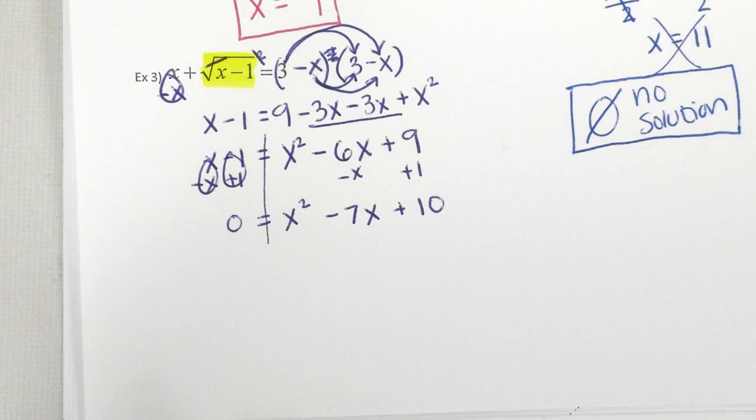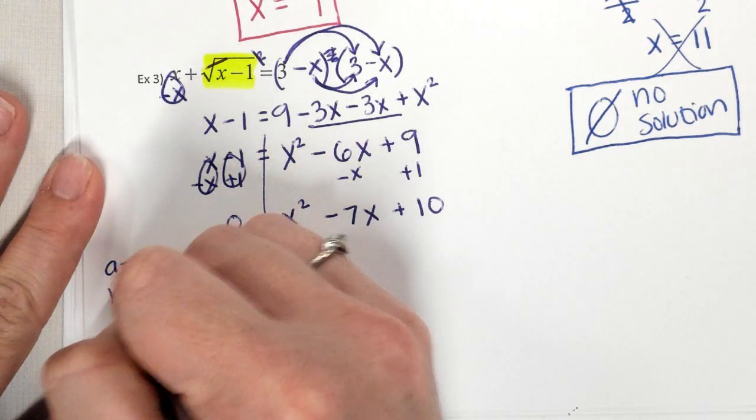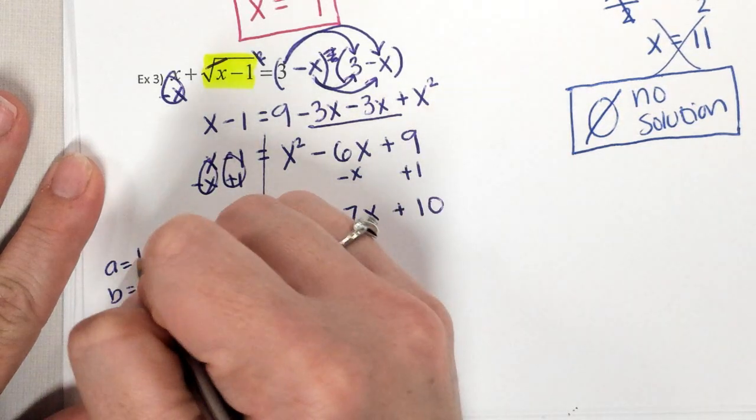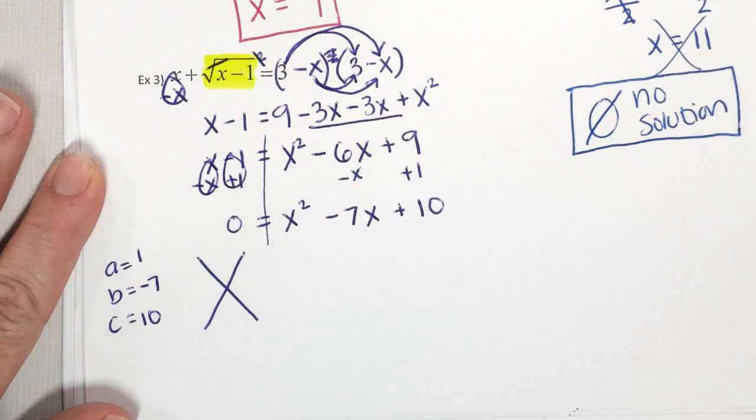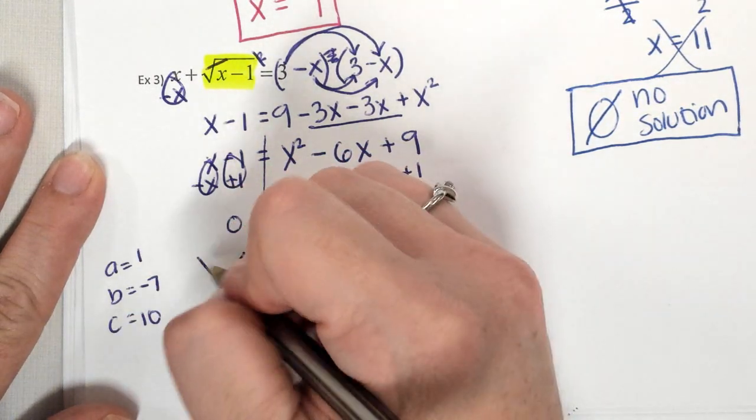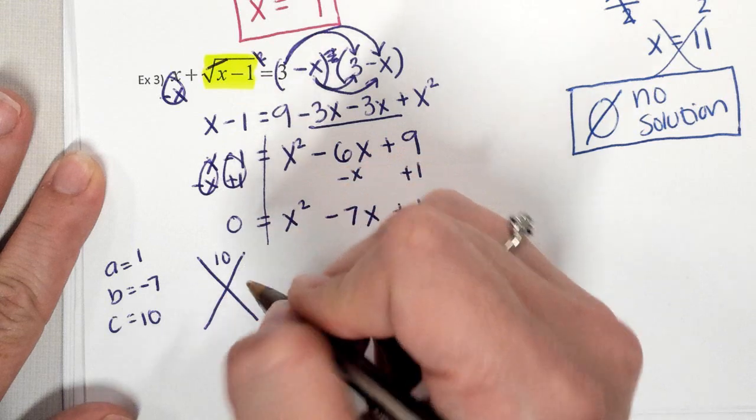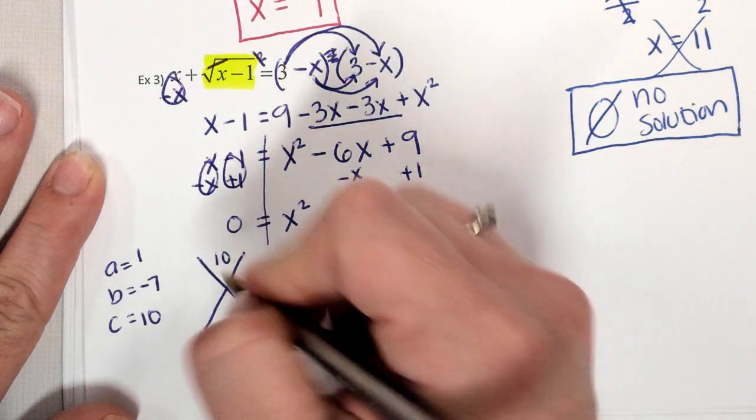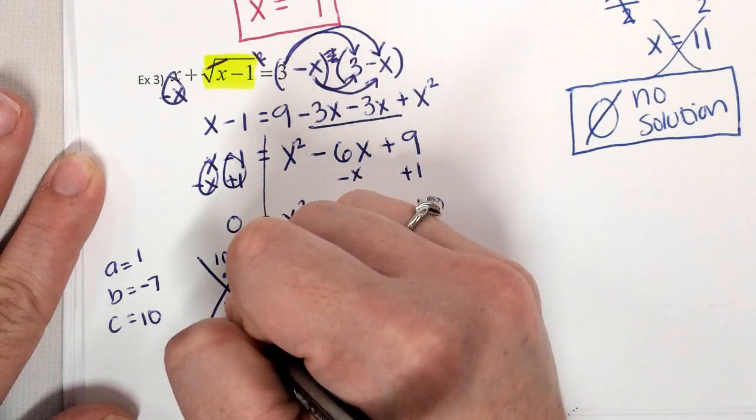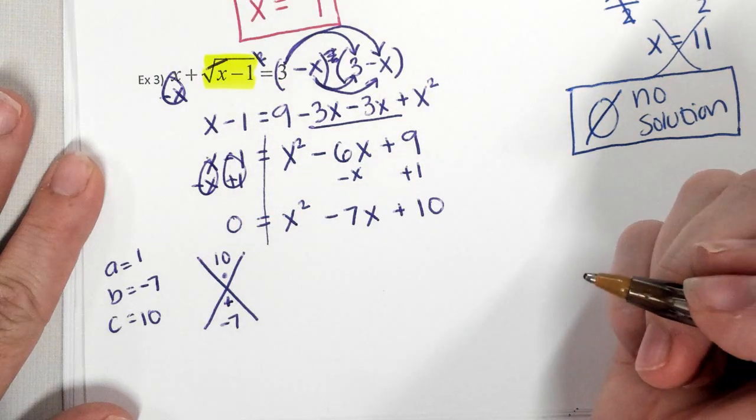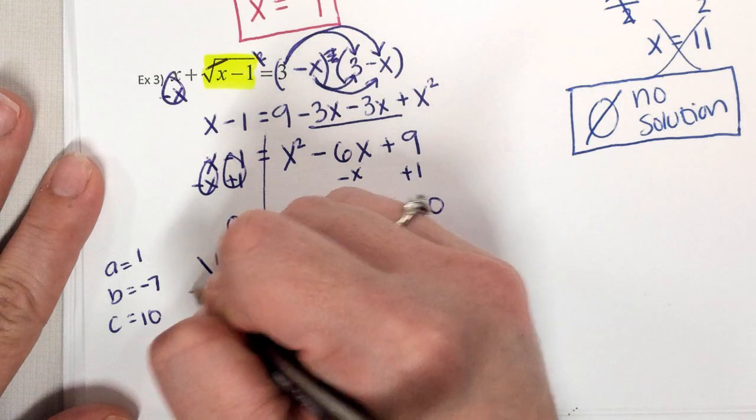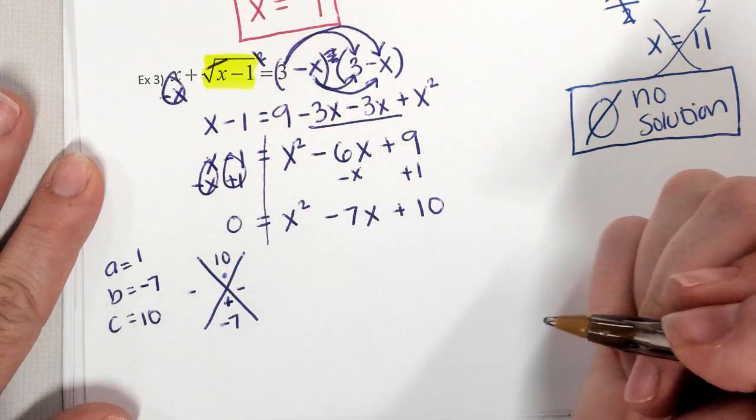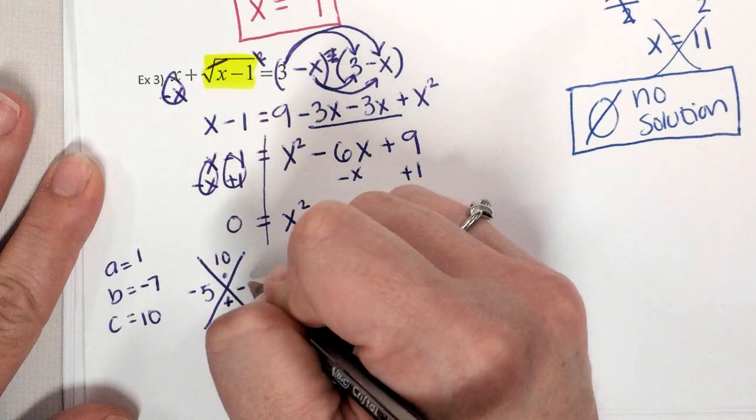Now I can factor it. So the nice thing is a is 1. A is 1, b is negative 7, c is 10. And a reminder, a times c goes on top. What's 1 times 10? 10. And what's b? So I'm looking for what multiplies to give me 10 and adds to give me negative 7. When your top number is positive and your bottom number is negative, it's going to be a double negative. So what multiplies to give you 10 and adds to give you 7? 5 and 2. So it's going to be negative 5, negative 2.